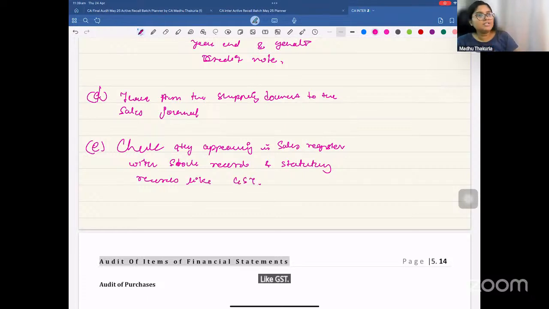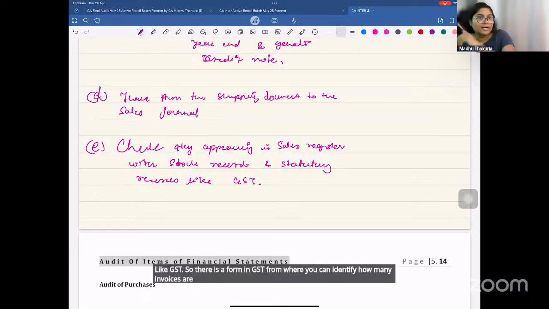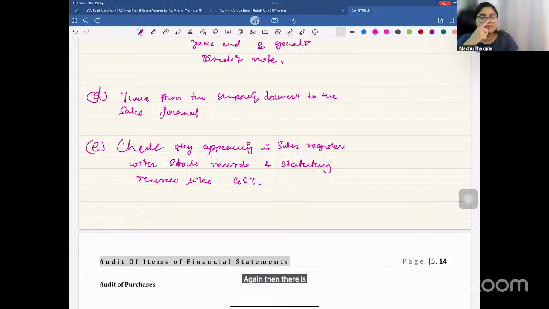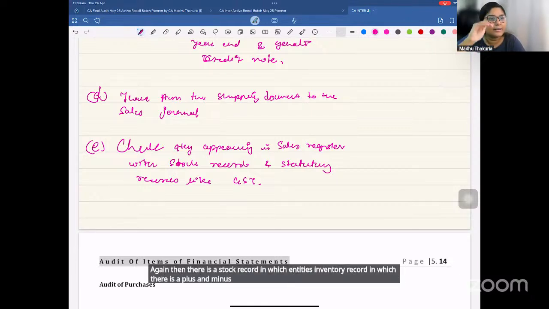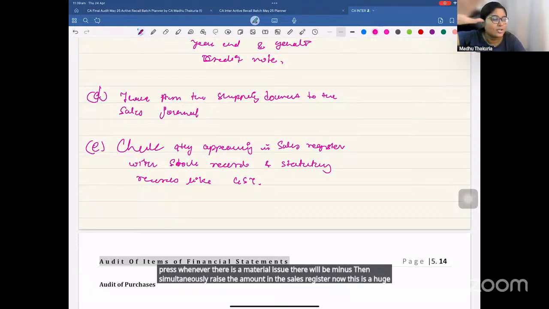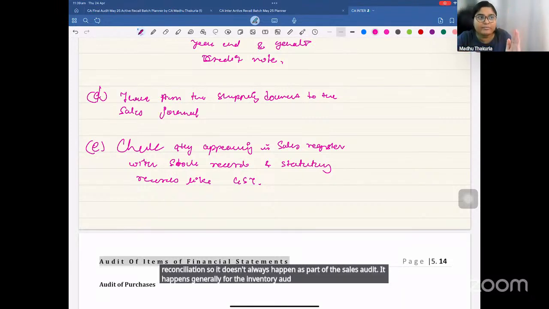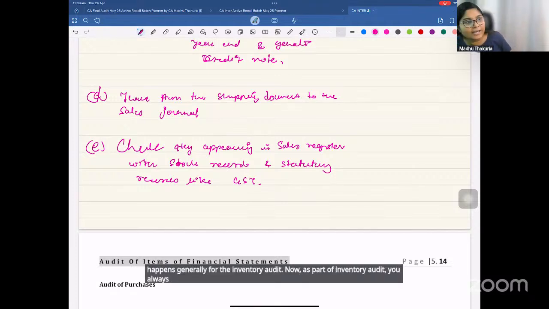There is a form in GST from where you can identify how many invoices are raised to which customer. Then there is a stock record, the entity's inventory record, in which there is a plus and minus. Whenever there is a material receipt, there will be a plus. Whenever there is a material issue, there will be a minus. Then simultaneously trace the amount in the sales register. Now, this is a huge reconciliation, so it doesn't always happen as part of the sales audit. It happens generally for the inventory audit. As part of inventory audit, keep in mind that some of the invoices you can check for the sales audit as well.